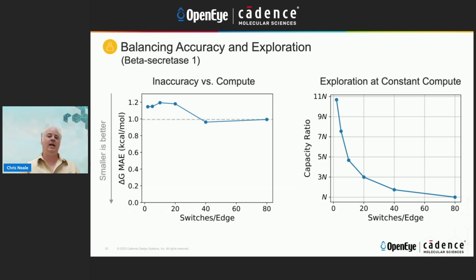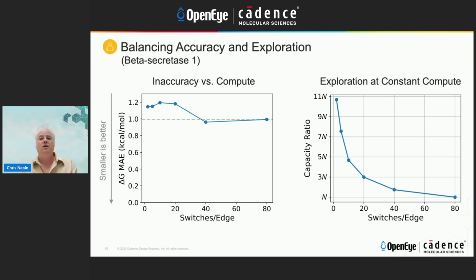So just going back to the real data, I need a little more data to parameterize this evaluation. This is again from Beta Secretase 1, but I did it independently for each of the sets. I can look at the relationship between the number of switches per edge, this is how much compute I'm putting into the prediction, horizontally, and vertically, the free energy mean absolute error of those ligands in that set. And this is consistent with what I showed you before. The fewer switches leads to a larger error. In this case, it's about 0.2 kcals per mole of additional error once we get down to very few switches per edge.